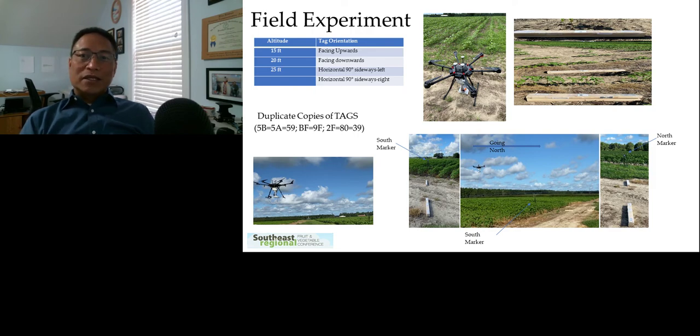The tags designated in the upward orientation were 5A and BF, while for downward orientation were 5B and 2F. The tags designated for horizontal 90 degrees sideways left were 59 and 12. And lastly, tags 81 and 6F were designated at horizontal 90 degrees sideways right. Wood boards were placed 10 feet apart from each other in a parallel configuration.